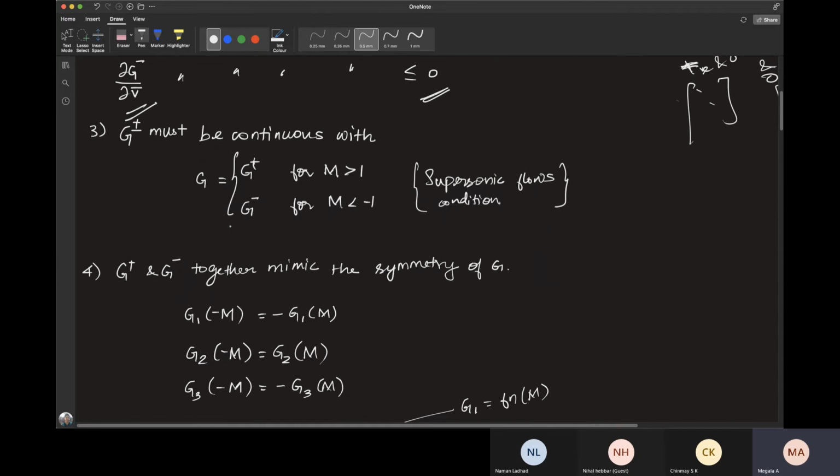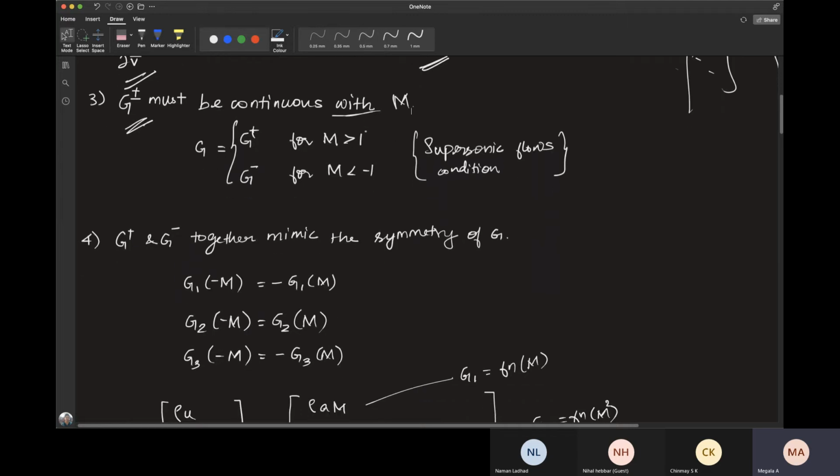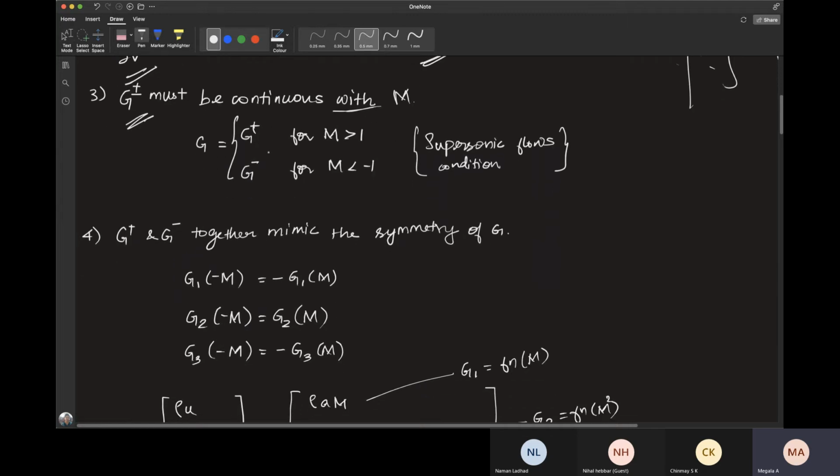The next one is that g plus or minus must be continuous functions of Mach number. For supersonic flows we had this condition even in the previous case: whenever Mach number is greater than 1, g is completely equal to g plus, and g minus was 0. Whereas when Mach number is less than minus 1, g is completely equal to g minus and g plus was 0. So this was the supersonic flow condition. He makes sure that in his framework also the same holds.